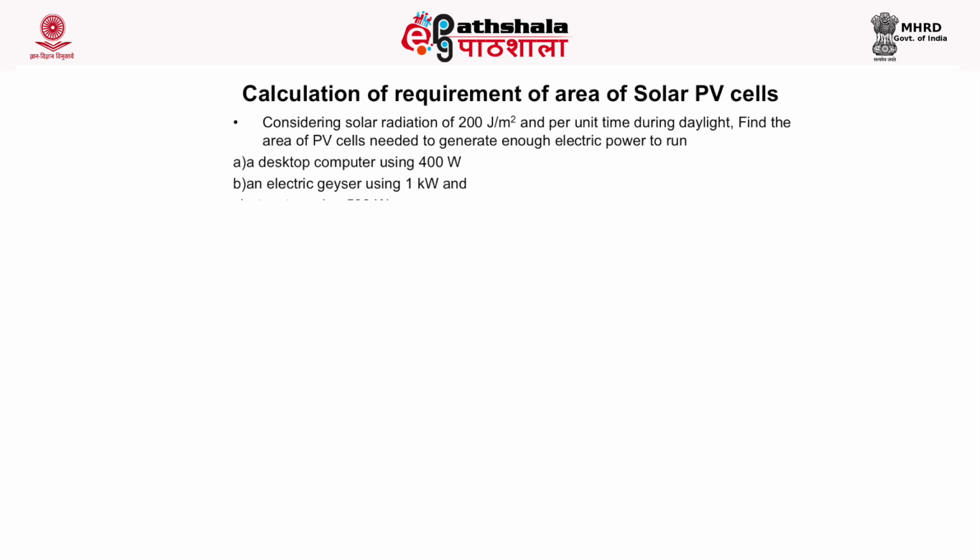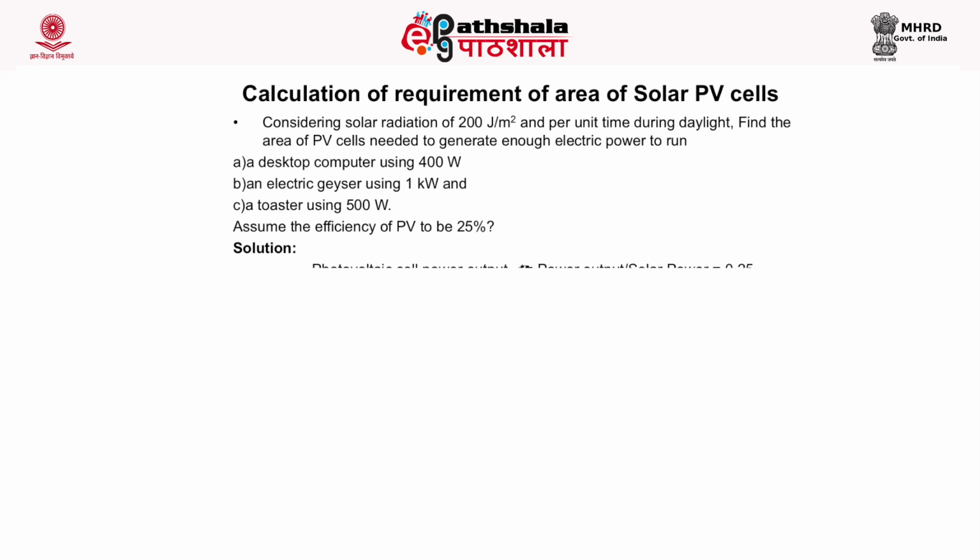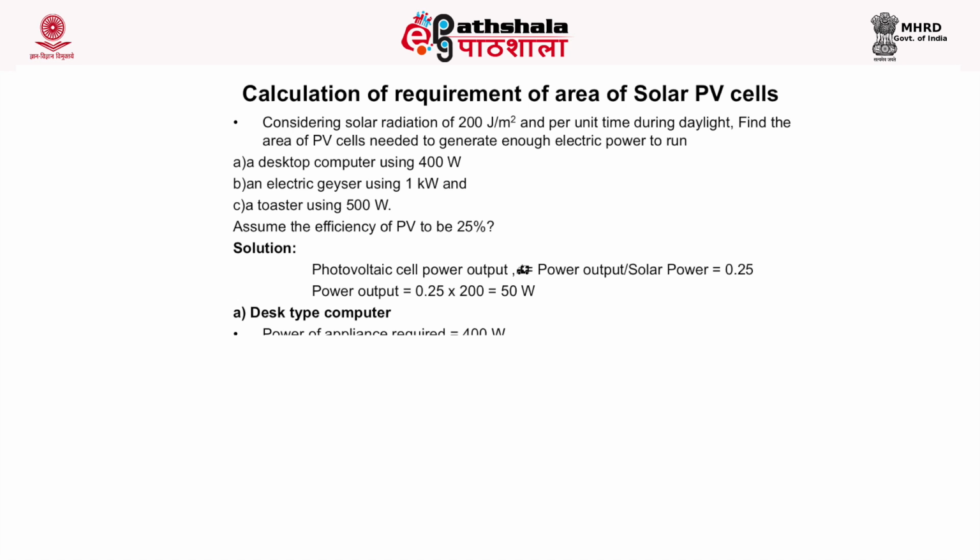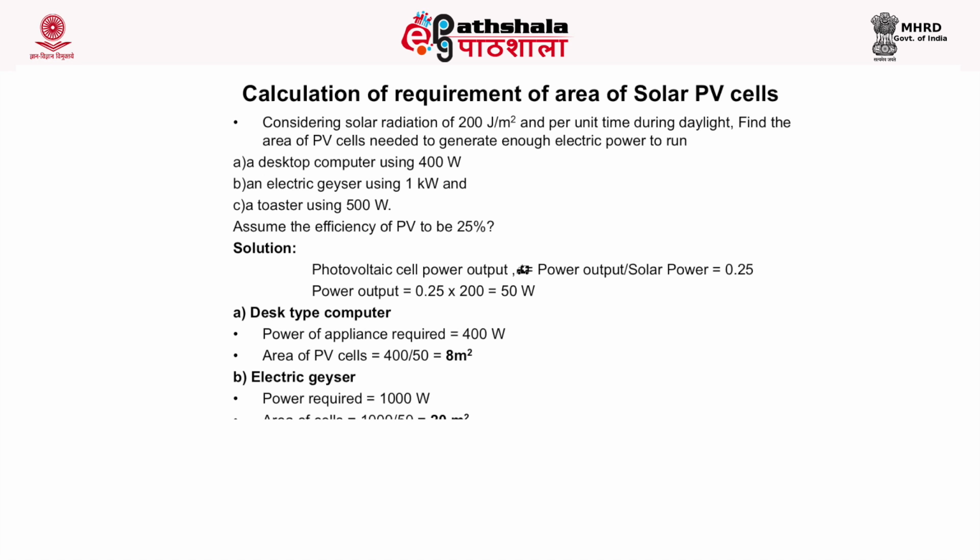Let's calculate the requirement of area of solar PV cells. Let's solve this with a problem. Considering solar radiation of 200 joule per meter square per unit time during daylight, find the area of PV cells needed to generate enough electric power to run a desktop computer using 400 watt, an electric geyser using 1 kilowatt, and a toaster using 500 watt. Assume the efficiency of photovoltaic to be 25%.